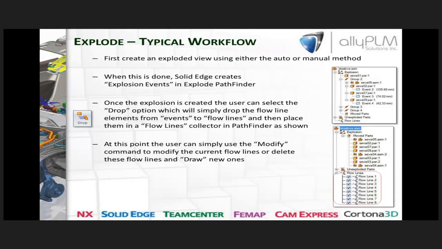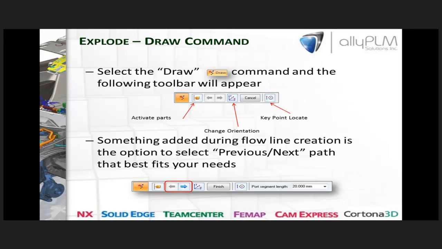Once the explosion is created, you then have the option to drop these explosion events, which will then place them in the Flowline Collector. And then at this point, you can either modify those flow lines, delete them, or you can draw new ones. With the draw command, you can draw new flow lines.